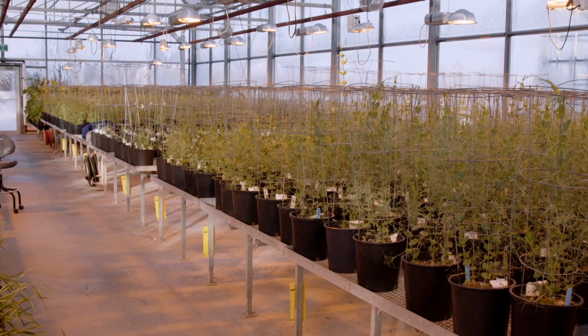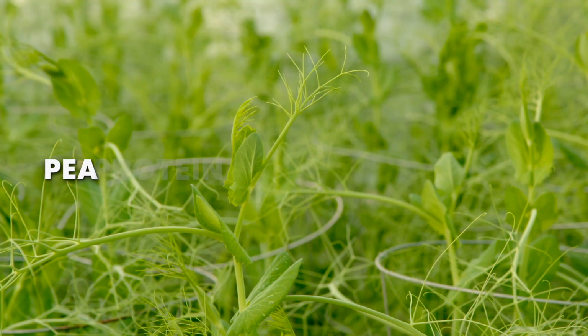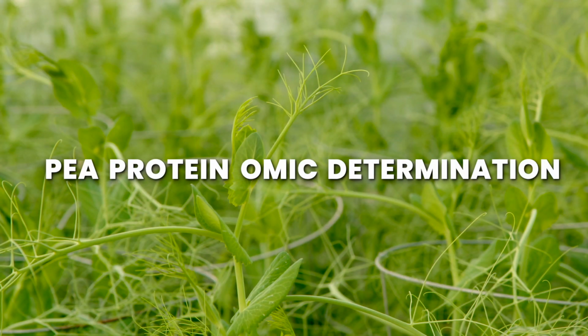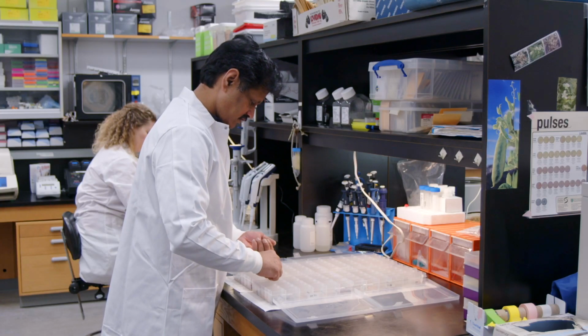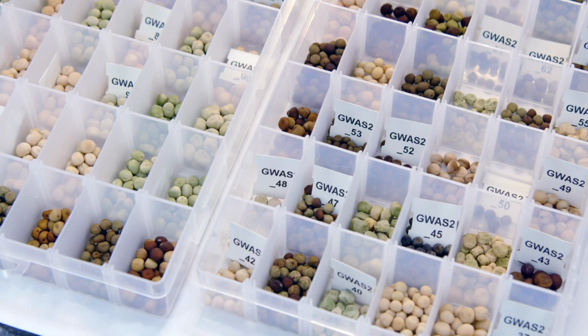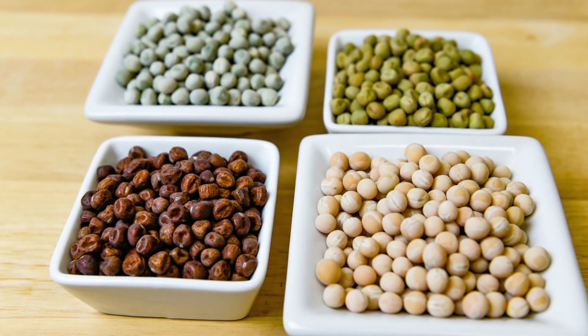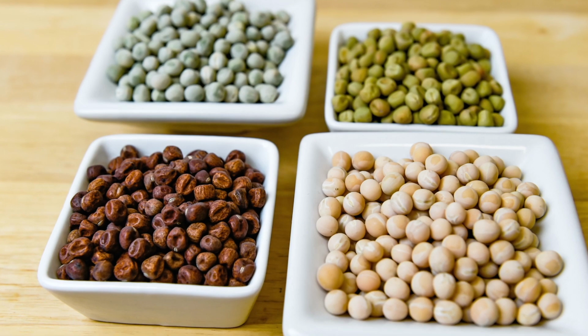PPOD is a cute acronym that stands for pea protein omic determination. The goals of the project were to understand genetic control of protein in peas, understand the properties and functionalities of pea protein for potential use in food ingredients, and to understand better the economic aspects of having high protein varieties in the marketplace and maybe the consumer perceptions of pea protein as a food ingredient.